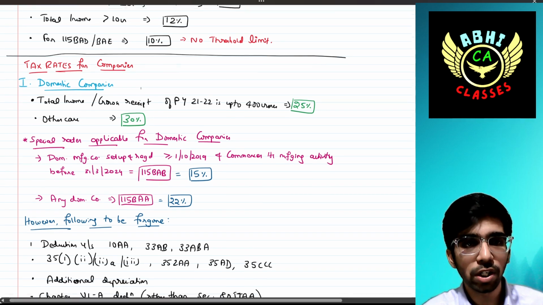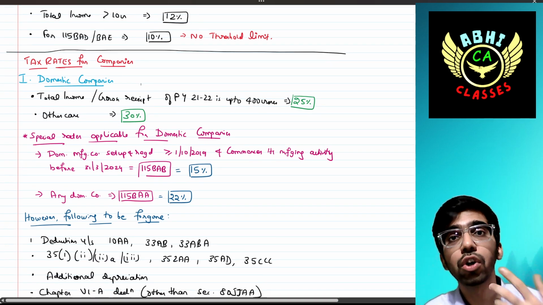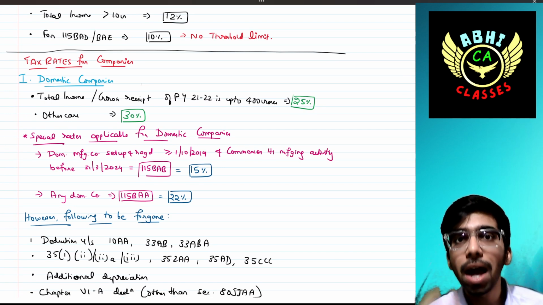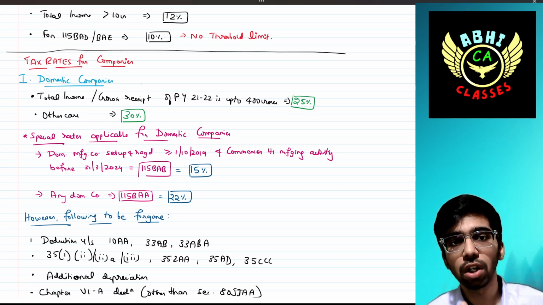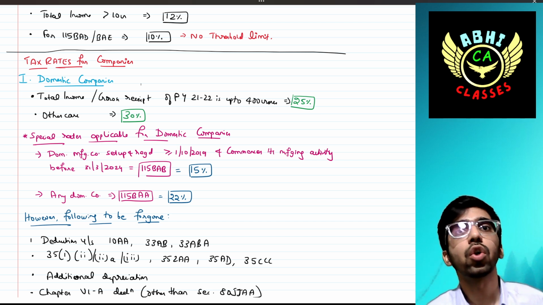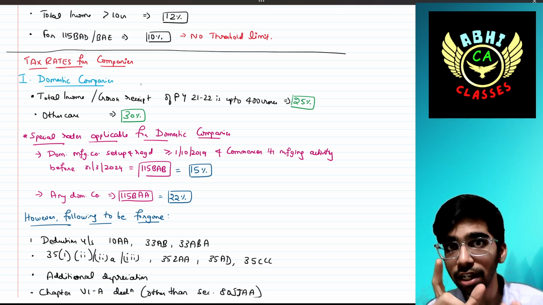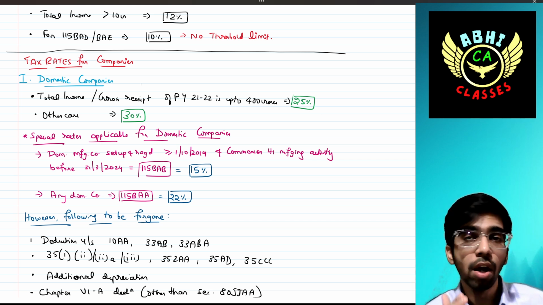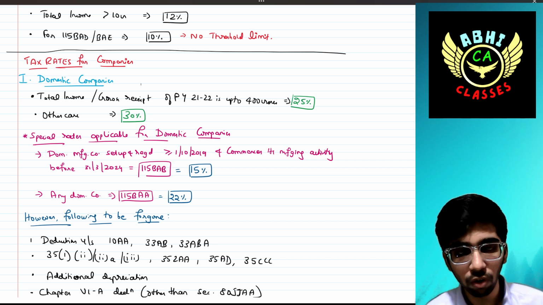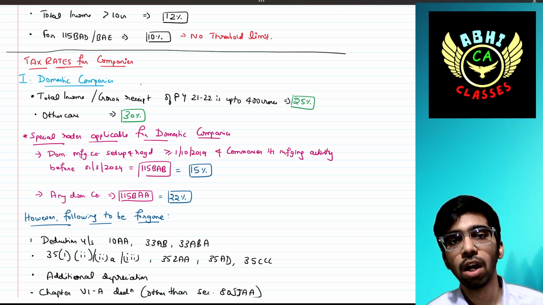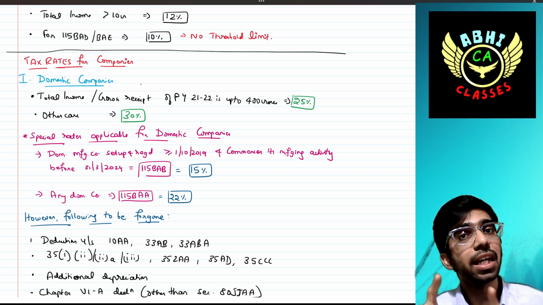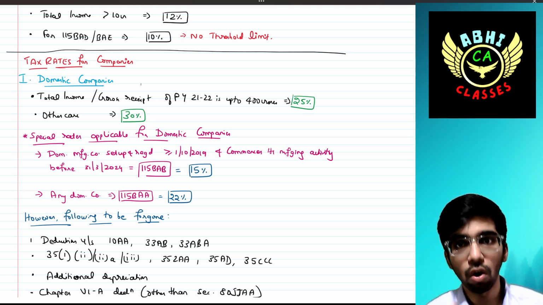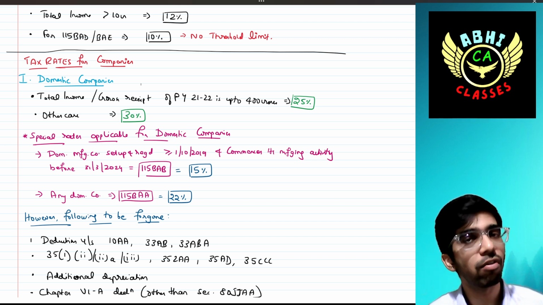Remember, special rates are also applicable for domestic companies. If the domestic company is a manufacturing company set up and registered on or after 1st October 2019 and commences its manufacturing activity before 31st March 2024, then the section will be 115BAB, manufacturing unit. The rate is 15%, not 25%, 15% flat.